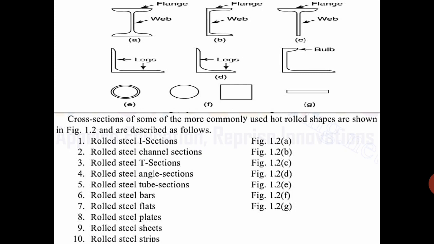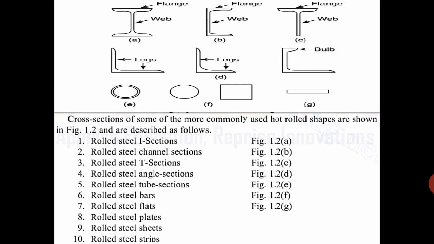Rolled structural shapes. First, the diagram. Cross sections of some more commonly used hot rolled shapes are shown in the figure above, and it is described as follows.